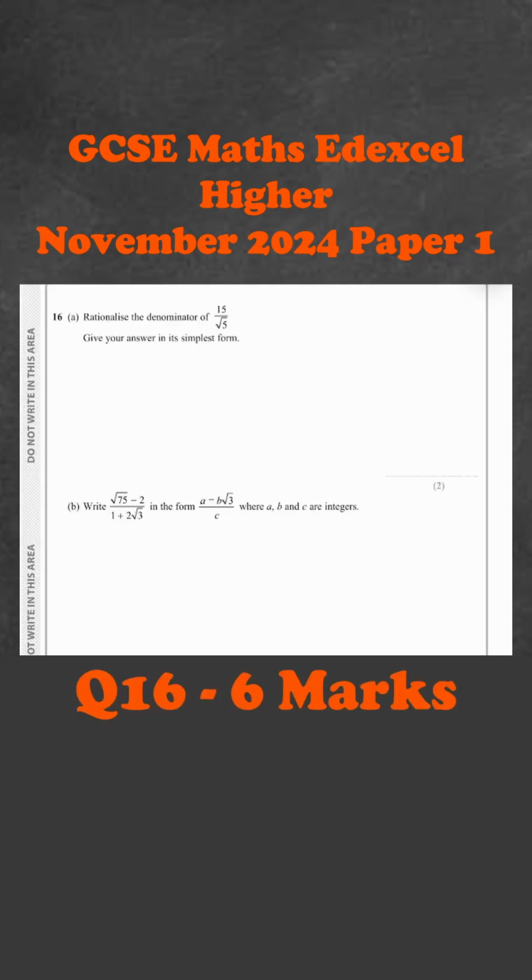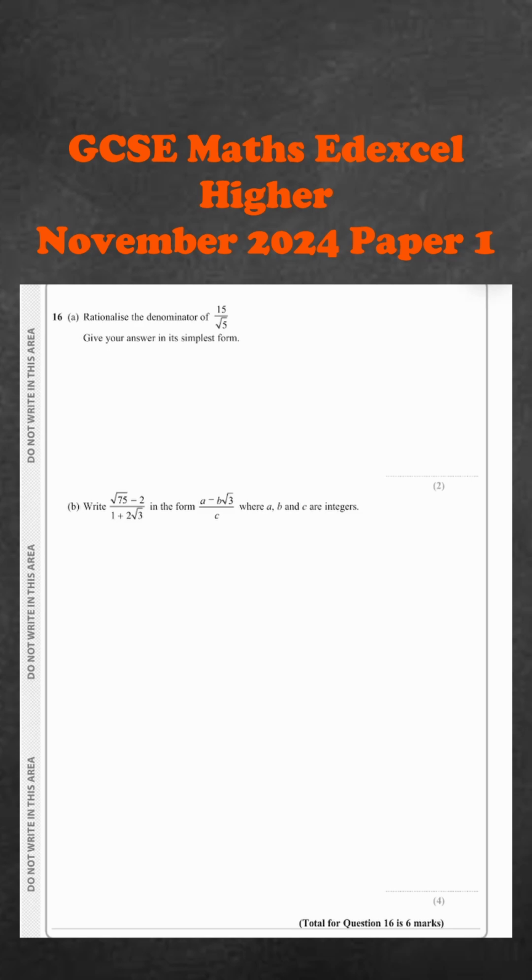Question 16a. Rationalise the denominator of 15 over root 5. Give your answer in its simplest form. So 15 over root 5, multiply the top and the bottom by root 5, we get 15 root 5 over 5, which is the same as 3 root 5.